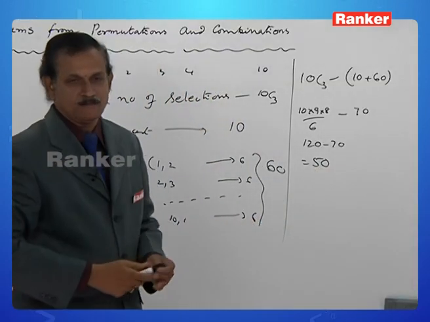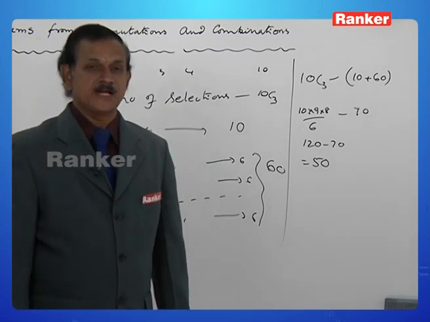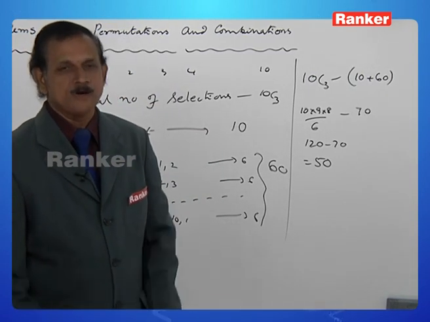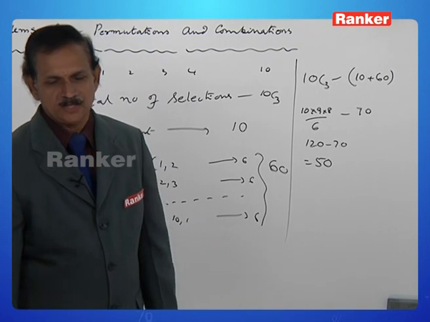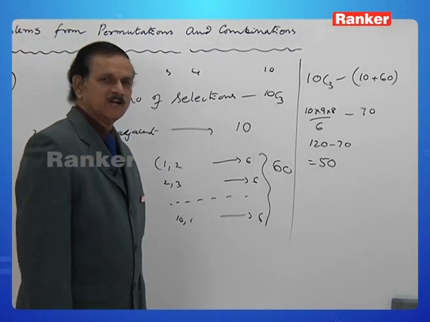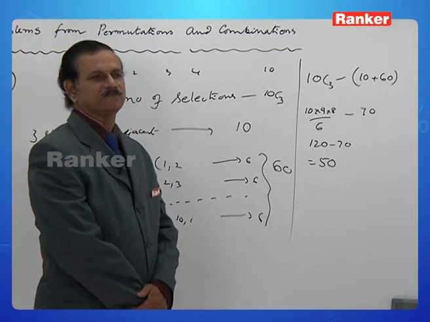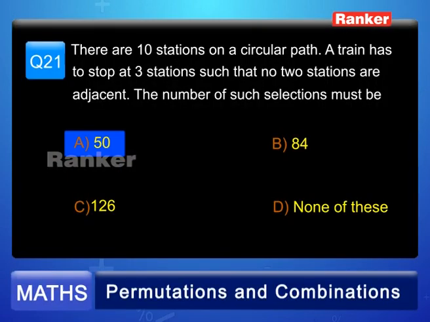Therefore, the total number of ways of choosing 3 stations such that no 2 stations are adjacent is 50. That is option A is the correct answer for this question. Option A, that is 50, the total number of selections is 50, is the right answer.